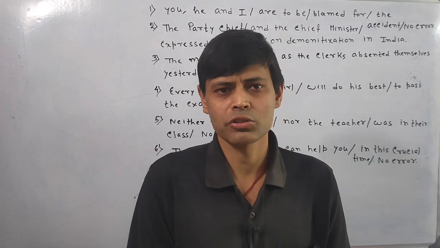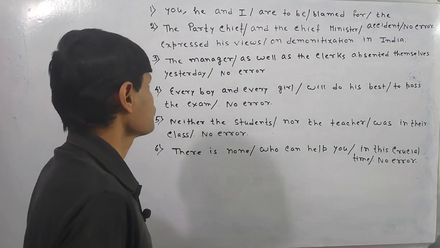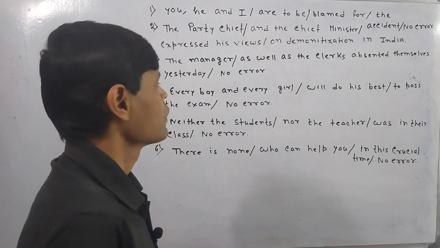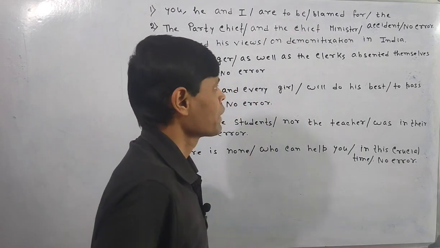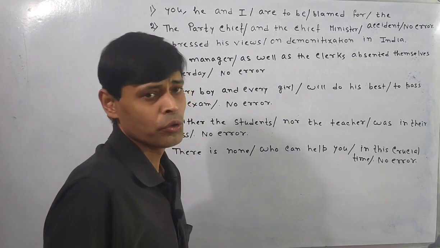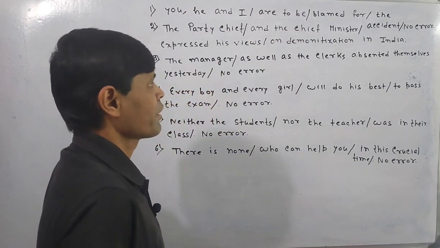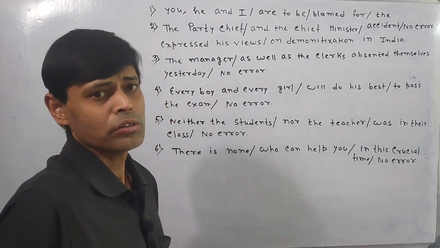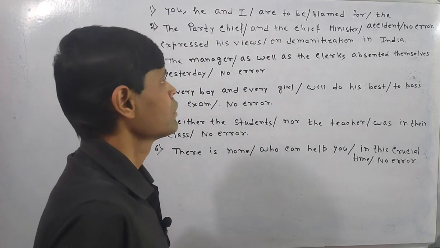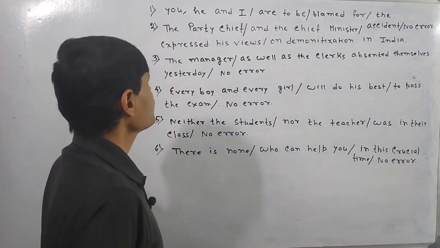Now cast your glance over the board. Now look over the first question. You, he and I are to be blamed for the accident. So you are asked to find out the error. If no error, then you have to go for this. Otherwise you have to find out the error. I try to find out the error and also rectify the answer. So you, he and I.